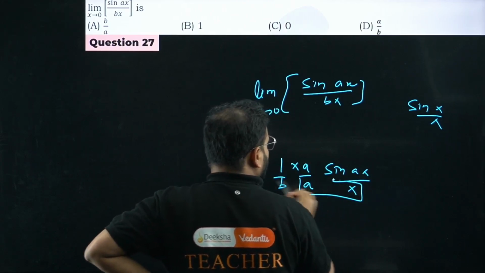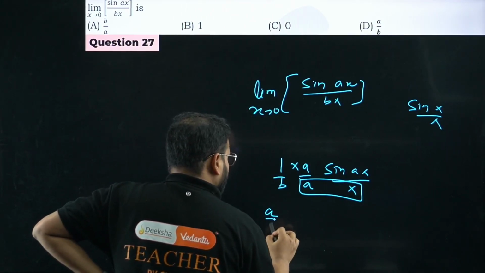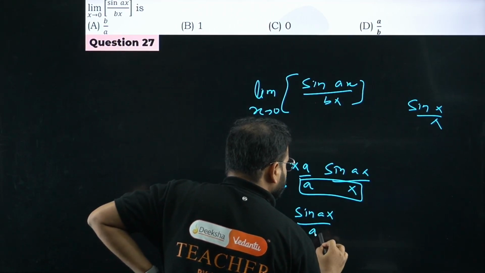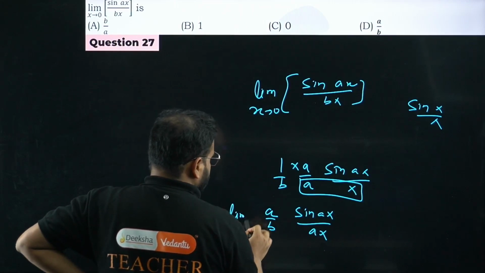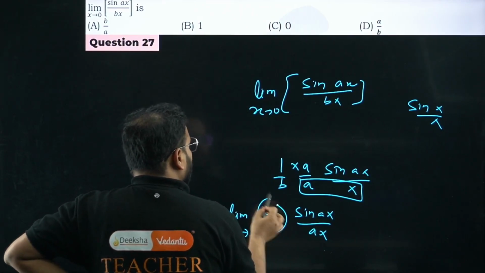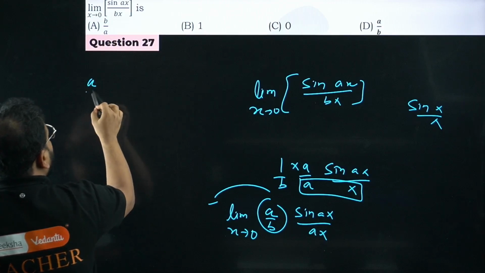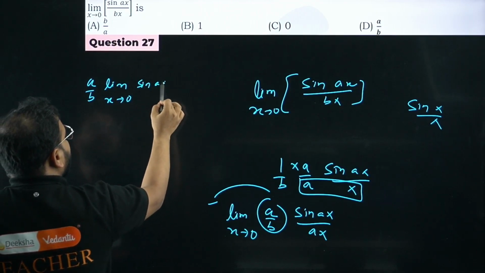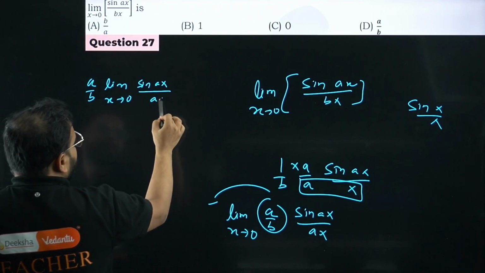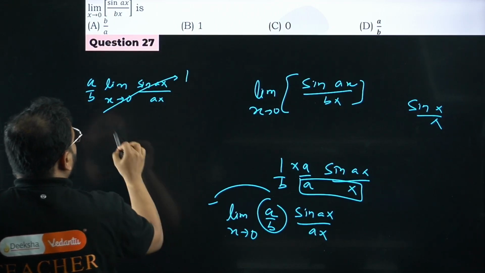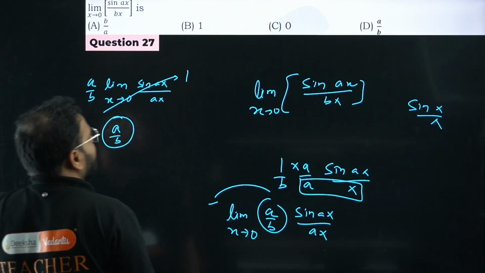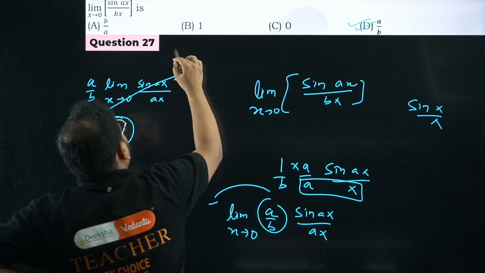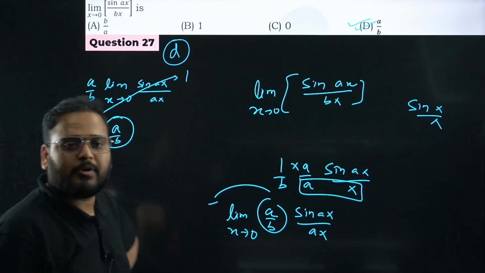Now take this a and x together. What are you going to get? A by b, sine ax by ax. Now you apply the limits. There's a constant, I can keep it outside. So this will become a by b, limit x tends to 0 sine ax upon ax. This will be nothing but 1. What is the answer? A by b. Option D is correct. So this is clear. Good question.